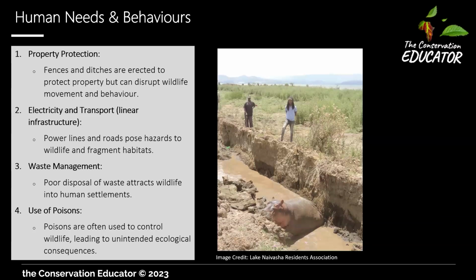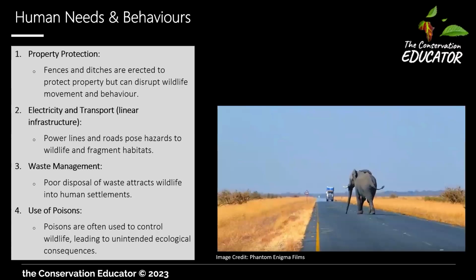What about electricity and transport? This is linear infrastructure, right? Power lines, roads, they pose a hazard. This exact same road, 2 years ago, we had a mother rhino and a calf killed when a truck hit them both, right? Because it was at night. So how do we make this safe? Maybe we say there's no traffic between the hours of 9 p.m. and 5 a.m. And the wildlife will learn, because they also learn patterns. So you can see that they would start to use this corridor in the times when it was quiet.